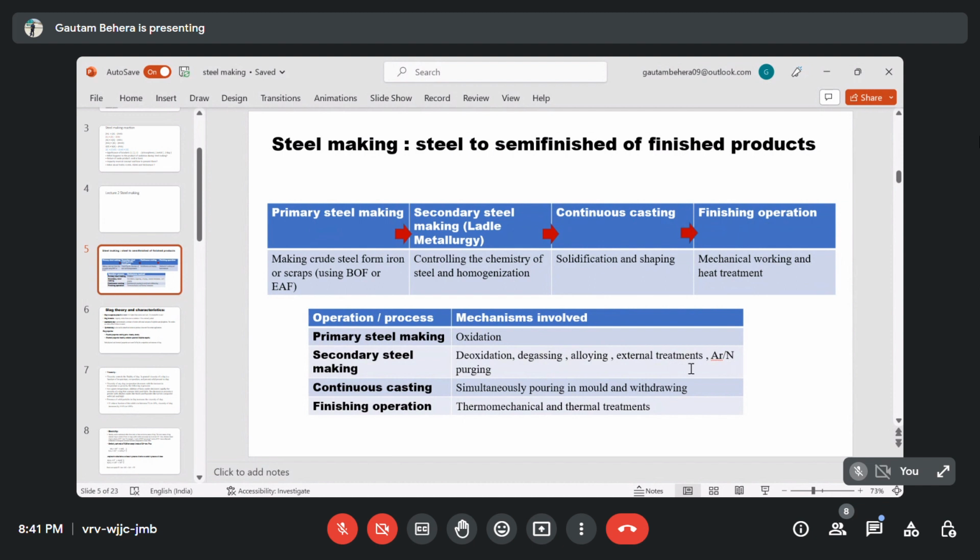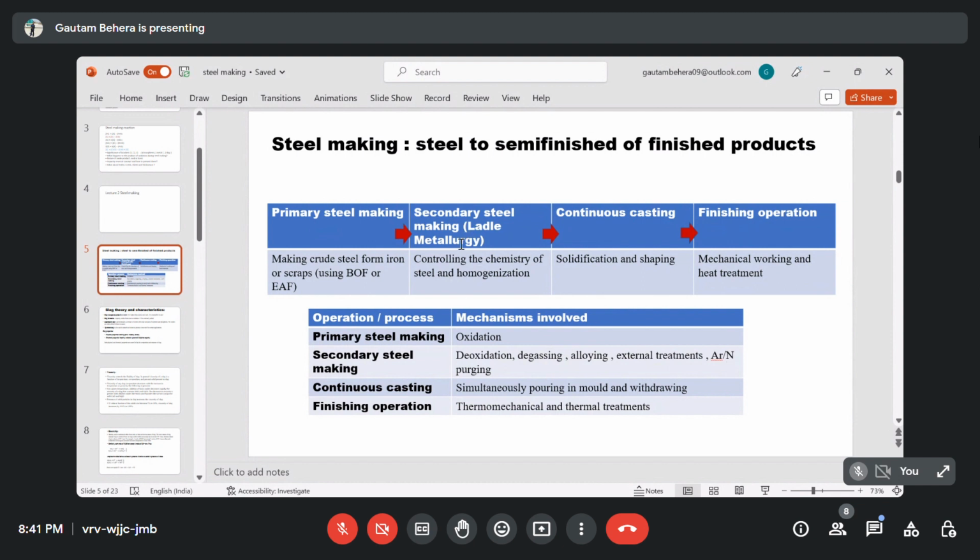Then argon nitrogen purging, these are inert gases actually. Argon and nitrogen purging means we are actually purging inert gases into the molten steel. What can you tell me, what may be the reason for purging these inert gases? Any idea you have? Am I audible to everyone? Yes, sir. Can you guess any guesses why we should purge argon and nitrogen in the secondary steel making process? What may be the reason?